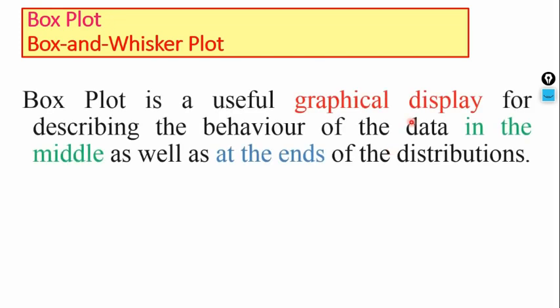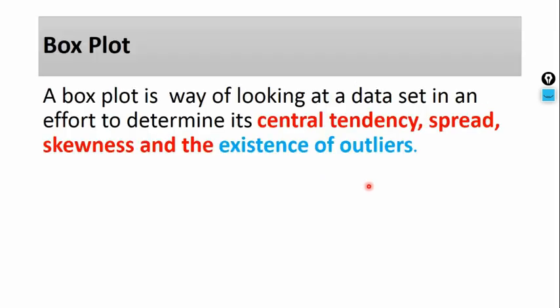A box plot is a useful graphical display for describing the behavior of data in the middle as well as the end of the distribution. A box plot is a way of looking at a data set in an effort to determine its central tendency, spread, skewness, and existence of outliers. It also tells us about the outliers.